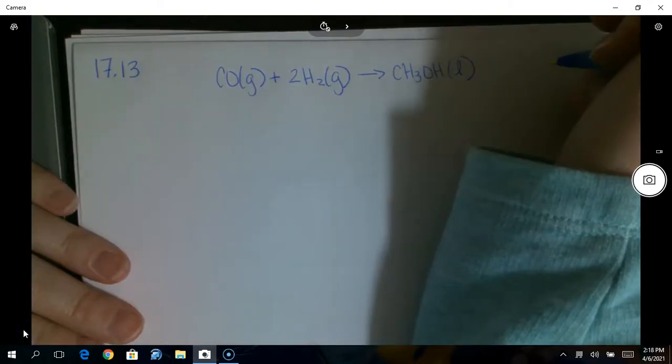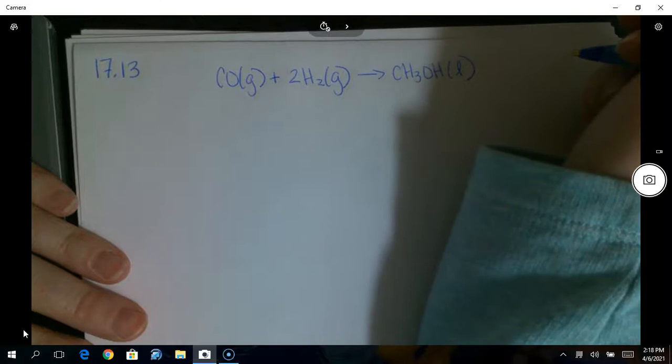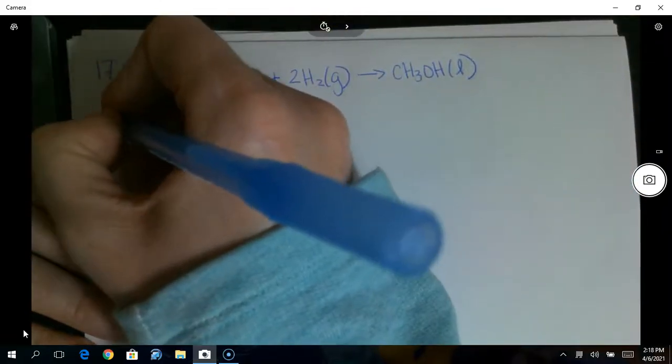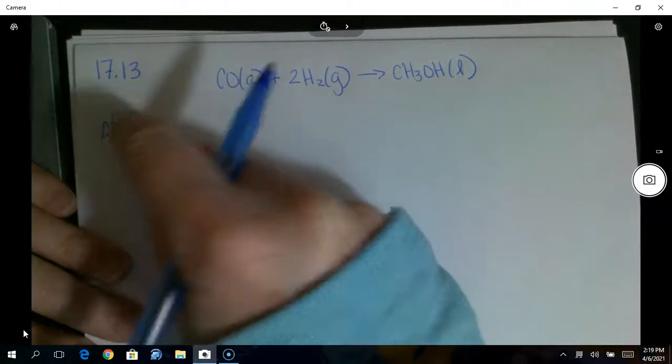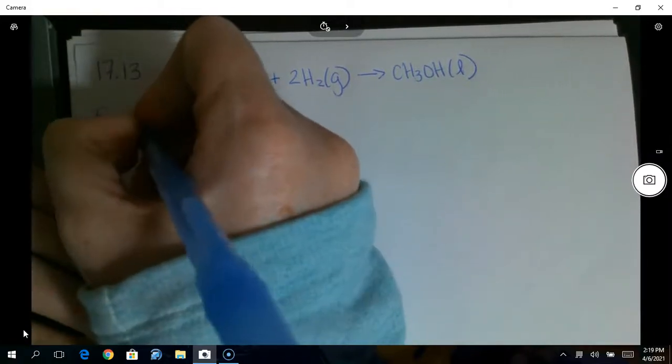So up until this point, we've been talking about standard conditions. But now we want to know the change in free energy for real. Notice that little degree sign, which stands for standard, has gone away. So this is what we want to find.